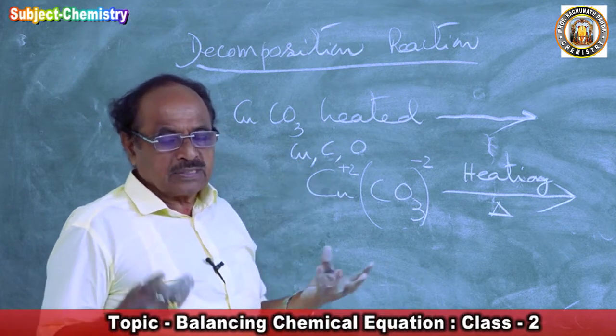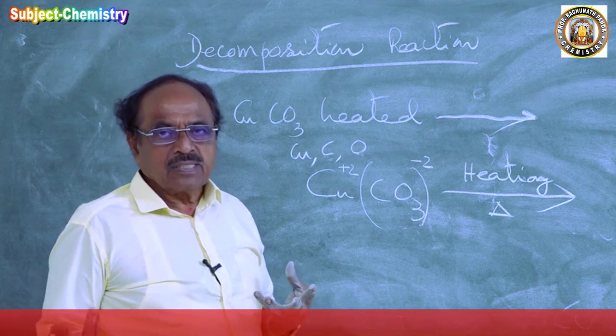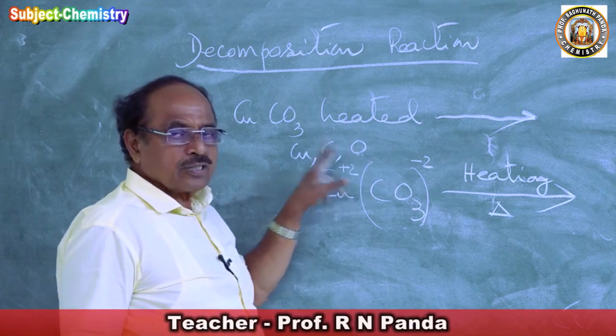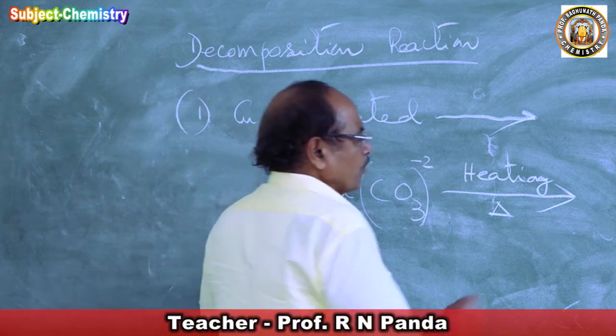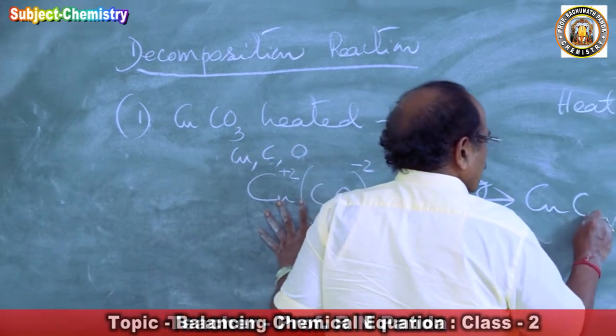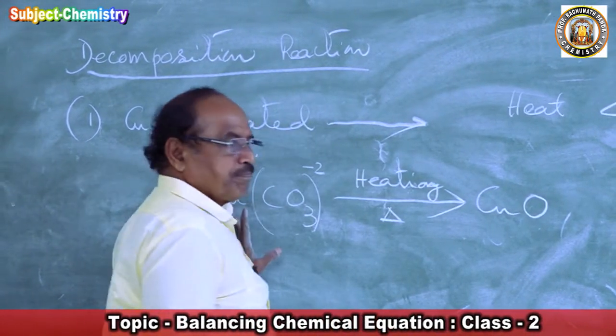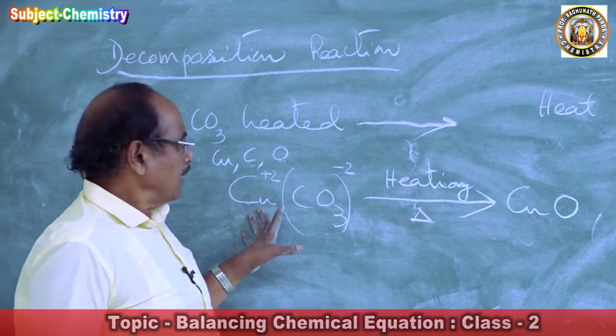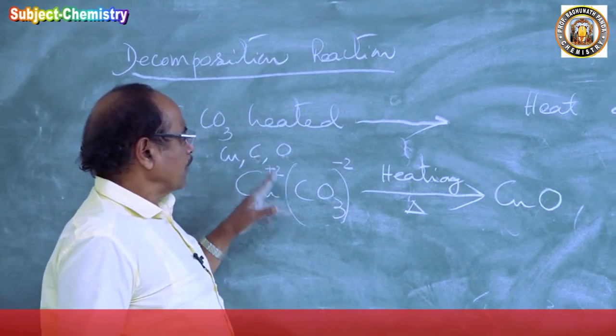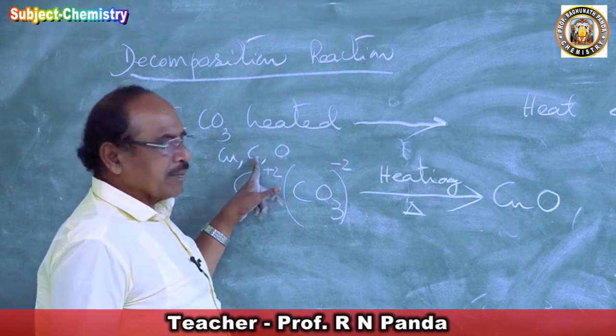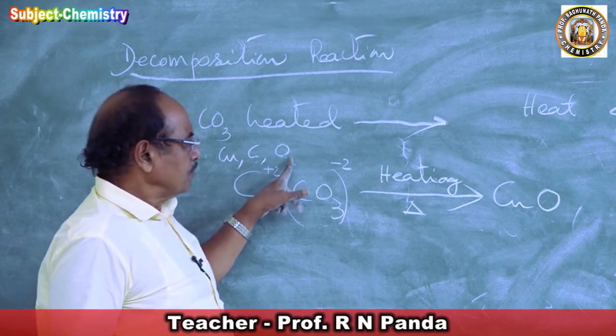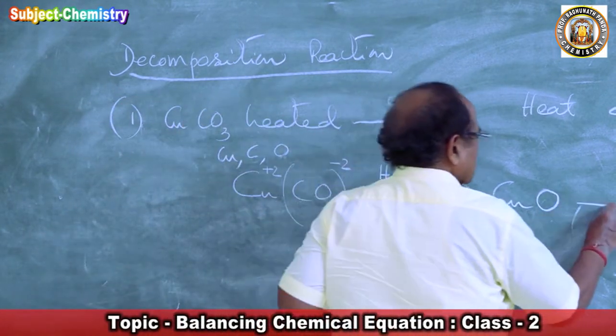Because positive attracts negative. Carbon and oxygen both have negative character, and copper has positive character. So copper will combine with oxygen to form copper oxide. Then who remains? Carbon and oxygen. So then carbon dioxide.